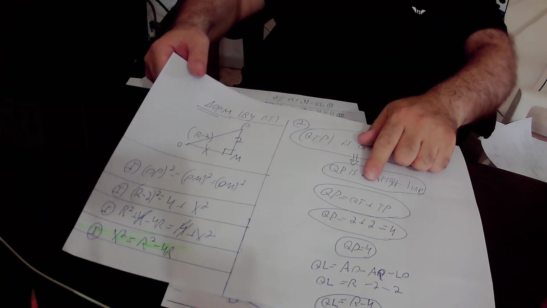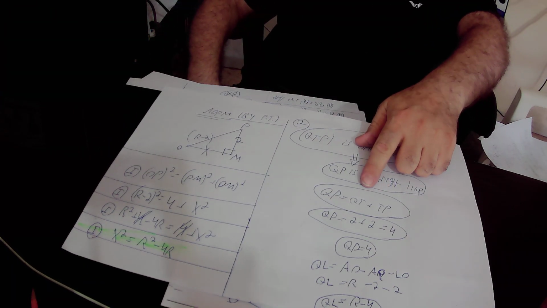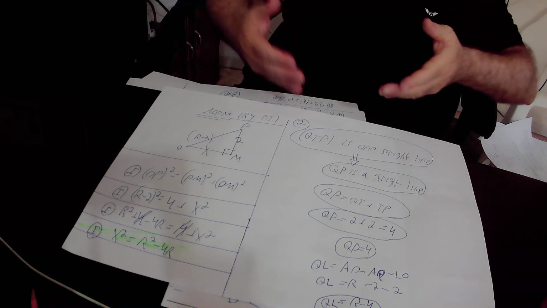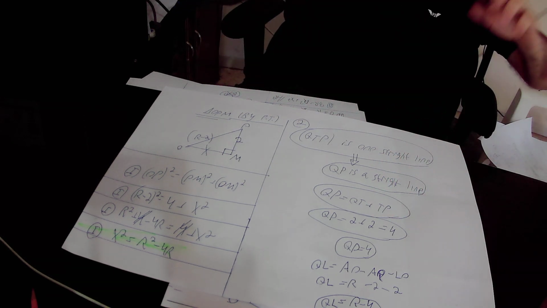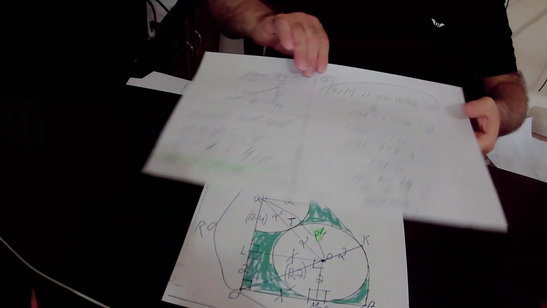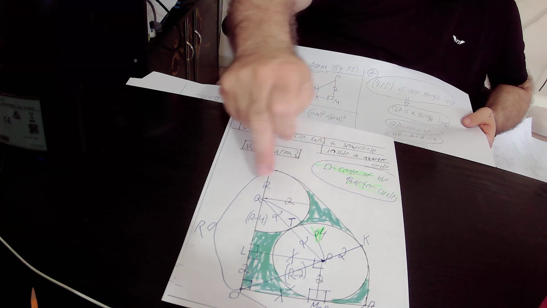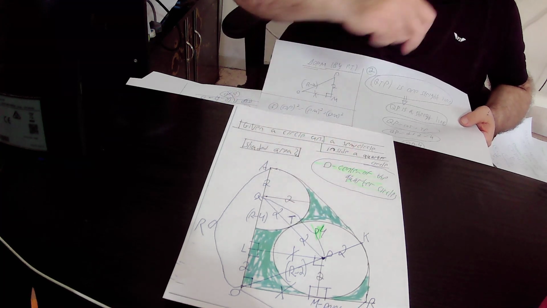Here, QP equals QT plus TP, but QT equals 2 units and TP also equals 2 units. So in conclusion, I found out that QP equals 2 plus 2, that is 4. So we found out that the straight line QP equals 4 units.